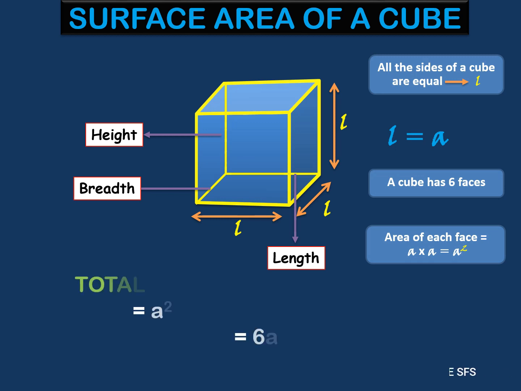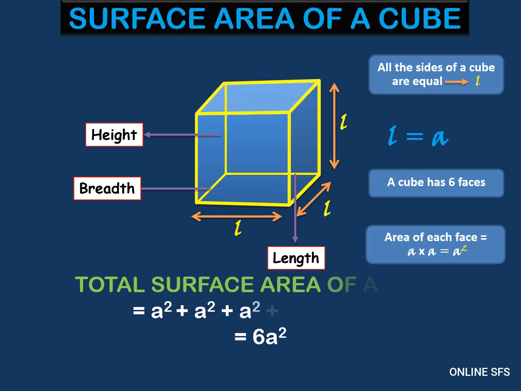The total surface area of a cube will be adding up the area of all the 6 faces, that is adding up A square 6 times, and we will get 6A square, which is the formula for calculating the surface area of a cube. Let's see an example.